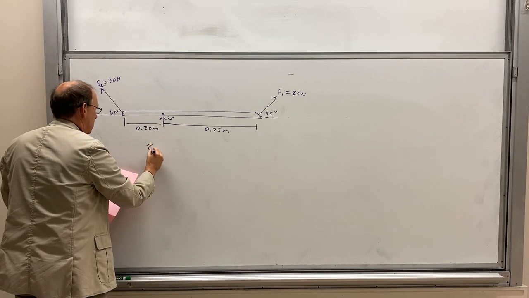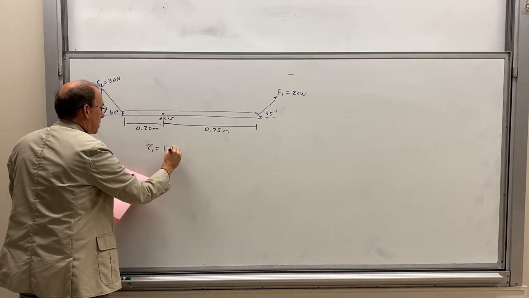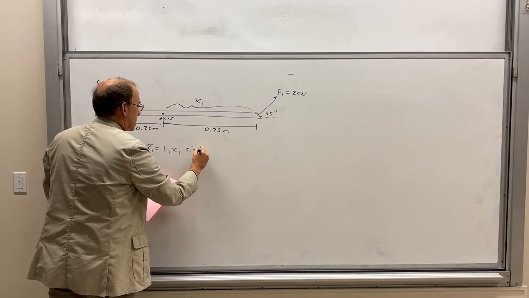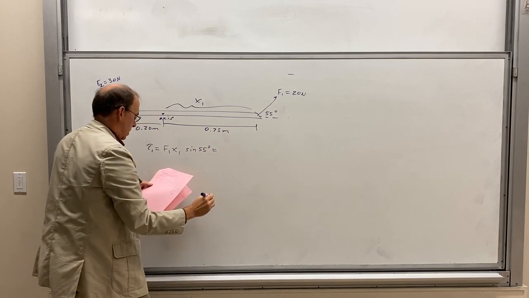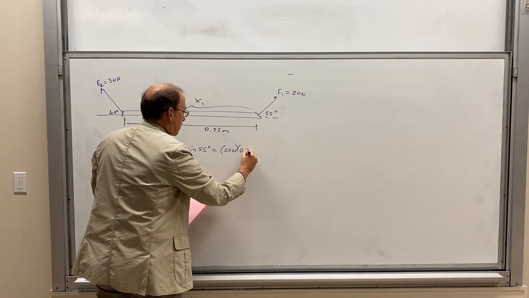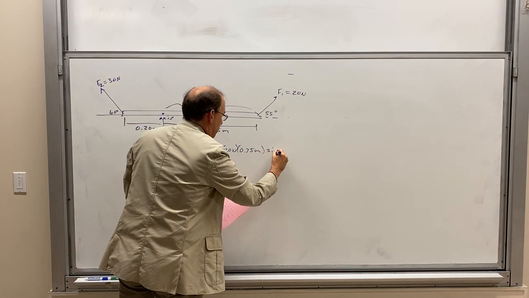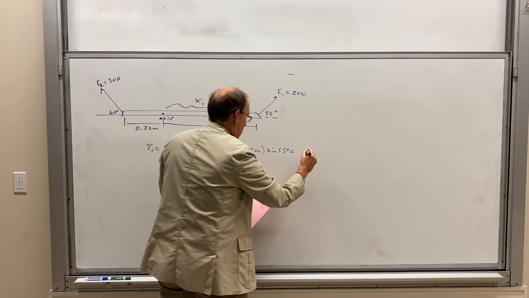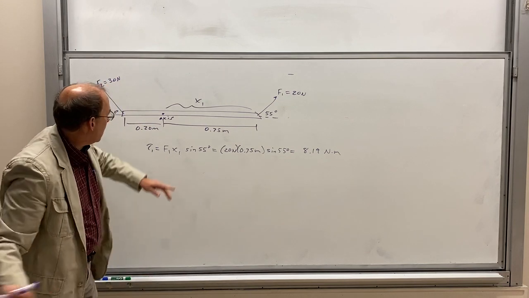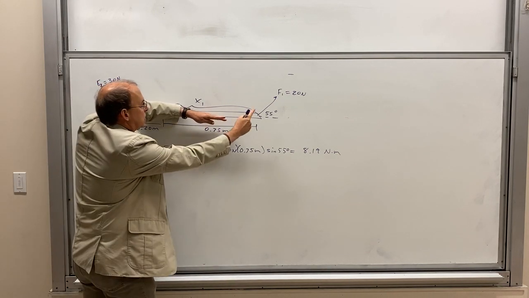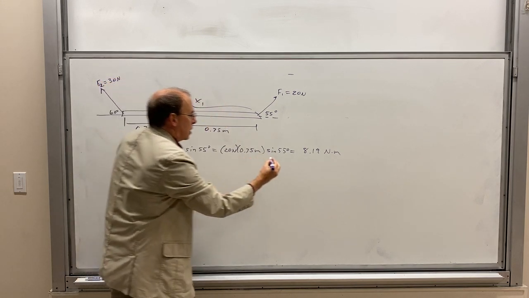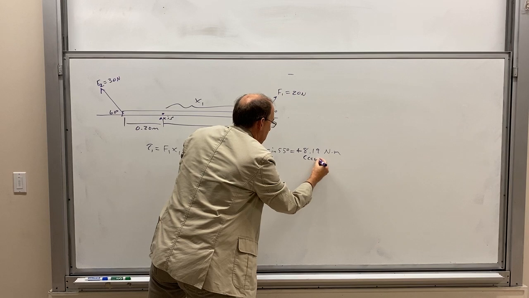So tau 1 is just F1 x1, or this is my x1, sine 55. So that's just 20 newtons, 0.75 meters, sine 55. That's 8.19 Newton meters. And notice if my axis is here, pushing out there would rotate that way. That's counterclockwise, so that's positive or counterclockwise.